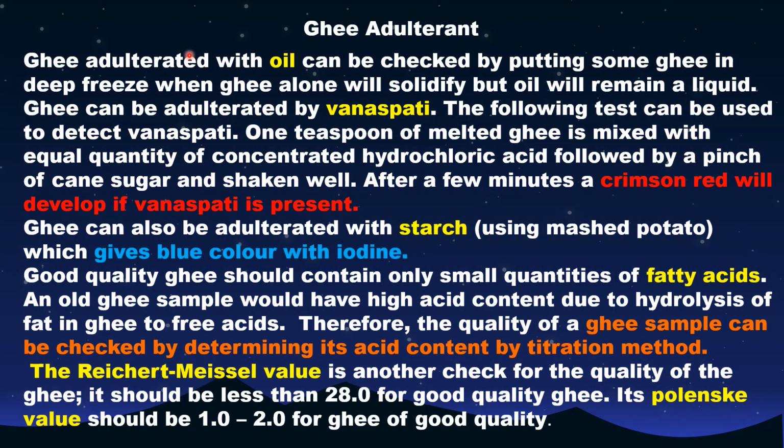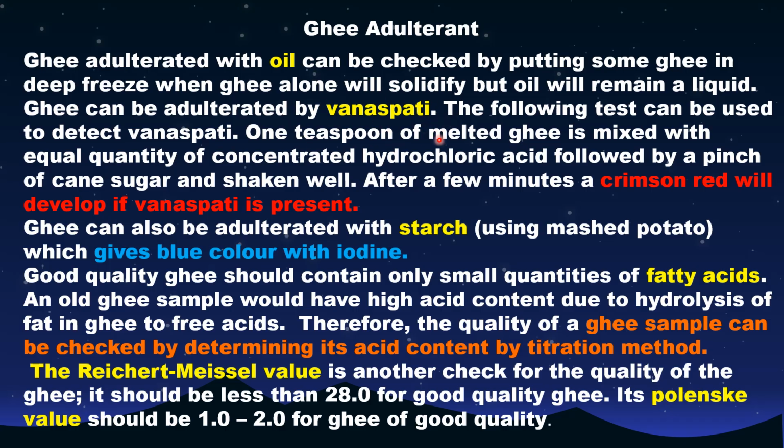Next, we will see the adulterant that is present in ghee. Sometimes ghee can be adulterated with oil. How to check it is very easy. We can keep it in the freezer. If it is pure ghee, it has to be solidified fully. But if some liquid part is there, it means it is mixed with oil. Next, it can be adulterated with dalda vanaspati.